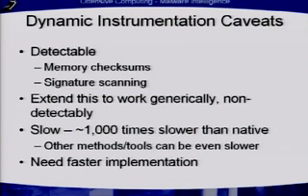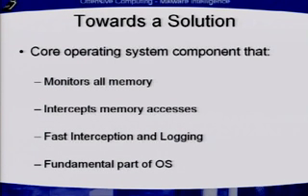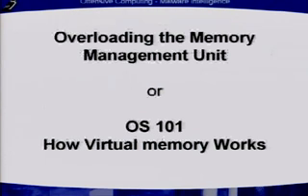The first one is we need to extend this to a method that's generic and not detectable. Pin is currently extremely slow. It's about 1,000 times slower than native at best, and other tools, if you do any sort of other analysis, can be even slower. So we need to find a faster implementation. We need some core operating system component that monitors all the memory, intercepts all memory accesses, is fast, facilitates logging, and is a fundamental part of the OS that the packer expects to be there. So to do that, we overload the memory management unit.